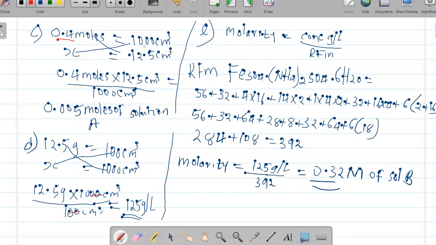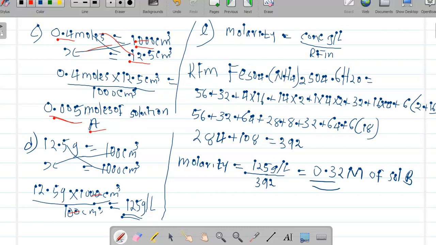0.4 molar is equal to 1000. 12.5 cubic centimeters, which is the average volume used, how many would equal X? We don't know. You cross multiply: 12.5 times 0.4, divided by 1000. When you do the calculation using the calculator, this is what you get: 0.005 moles of solution A used.